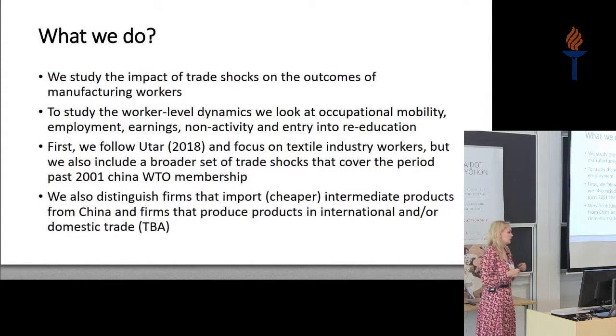But on the other hand, if I have a company that is able to buy cheaper intermediate products from China, it might actually be good for my company. So we are going to distinguish between firms that buy cheaper intermediate products from China and those who actually export final products. But this is not completed yet, so I only show the preliminary results for firms that produce final products.